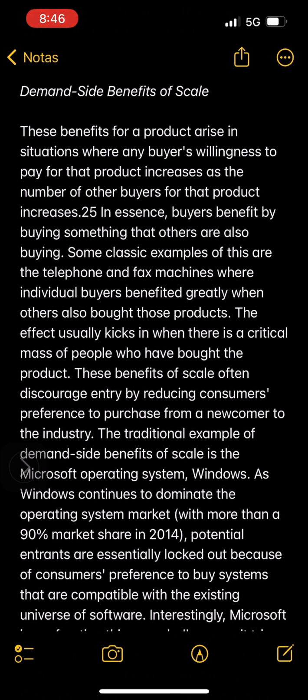These benefits of scale often discourage entry by reducing consumers' preference to purchase from a newcomer to the industry. The traditional example of demand-side benefits of scale is the Microsoft operating system, Windows, as Windows continues to dominate the operating system market with more than a 90% market share in 2014. Potential entrants are essentially locked out because of consumers' preference to buy systems that are compatible with the existing universe of software.